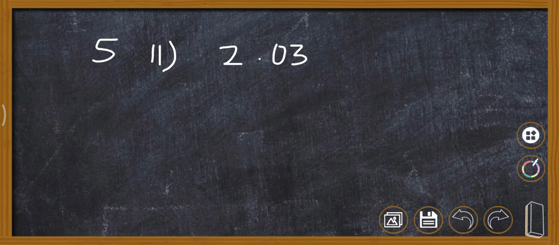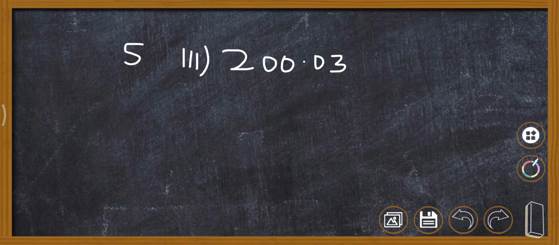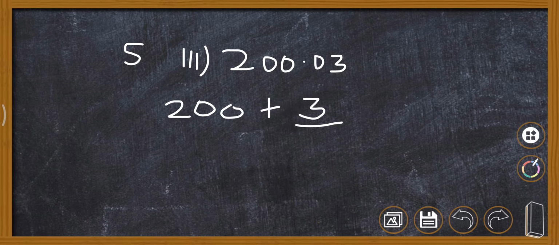Now 2.03 we can write as 2 plus, then this 0.03, what do we write? 3 upon 100, because this 3 is on the hundredths place. Now this is the expanded form here. Now this 200.03 you can write 200 plus, again 3 is on the hundredths place, so we can write 3 upon 100.